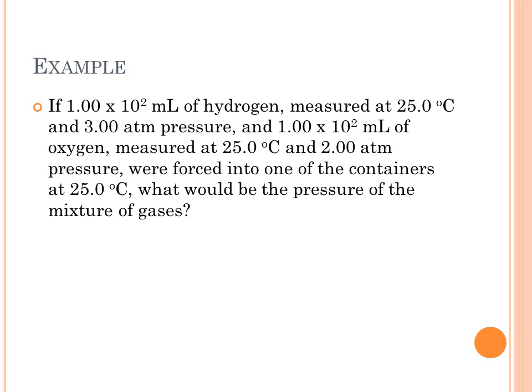Now if we got 100 milliliters of hydrogen at 25 degrees Celsius and 3 atm of pressure, and 100 milliliters of oxygen measured at 25 degrees Celsius and 2 atm of pressure, and we force all that gas into one container, what would be the pressure of the gases? Since the temperatures and the volume stay the same, we know that the pressures just add together, and so the answer is just 3 plus 2 equals 5 atm, because everything's the same. It's just based on the total number of moles of gas.